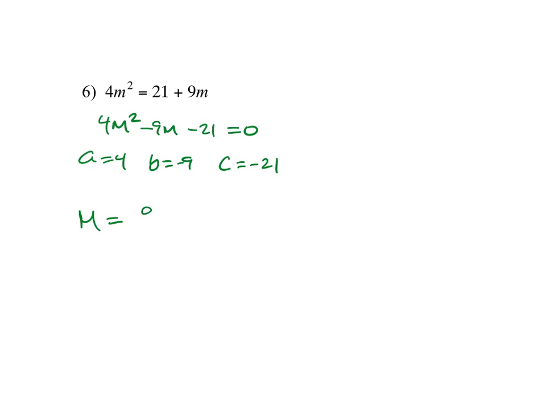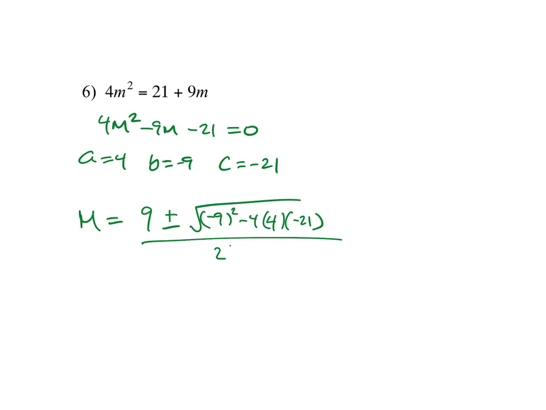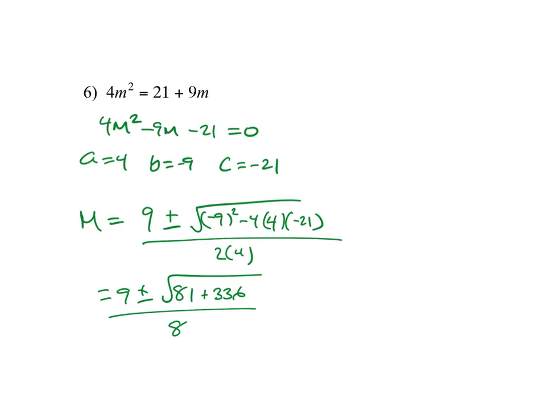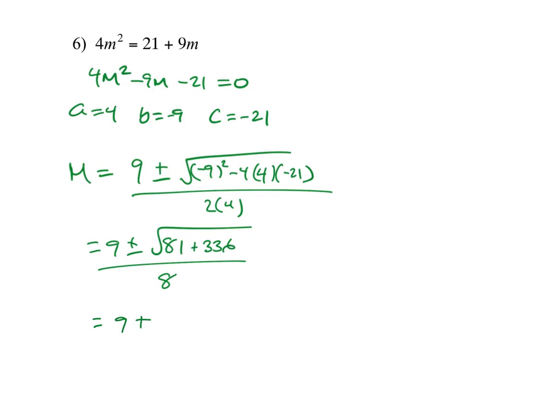equals the opposite of b, so 9, plus or minus the square root of negative 9 squared minus 4 times 4 times negative 21, divided by 2 times 4. So 9 plus or minus the square root of 81 plus 336, divided by 8. And I have 9 plus or minus the square root of 417 divided by 8. And again, 417 does not simplify, so we're just going to keep it right there.